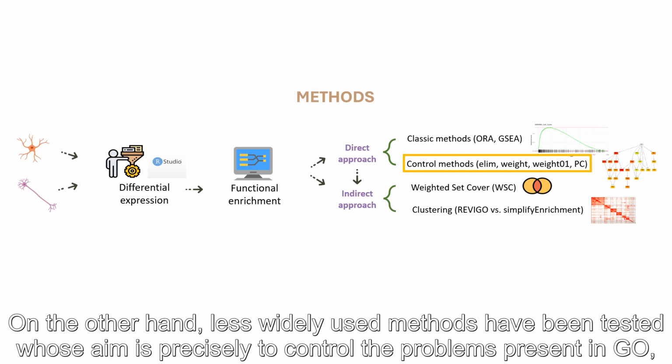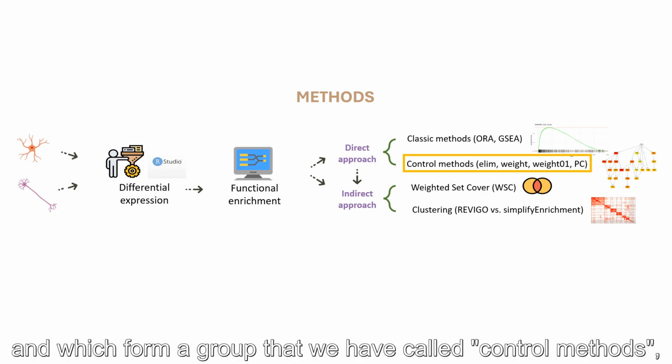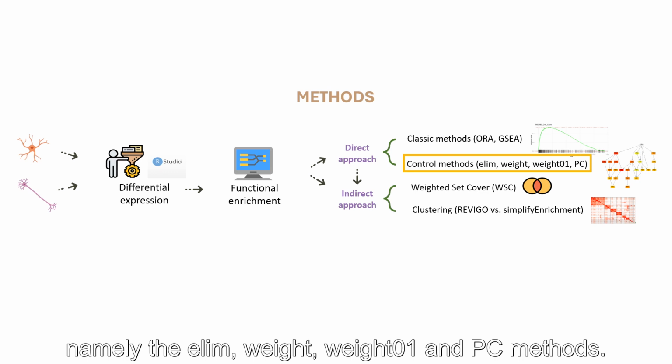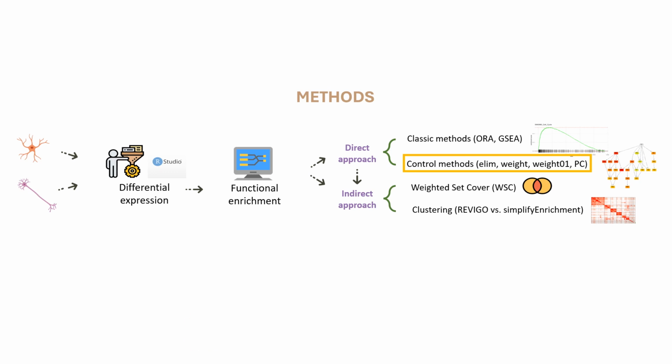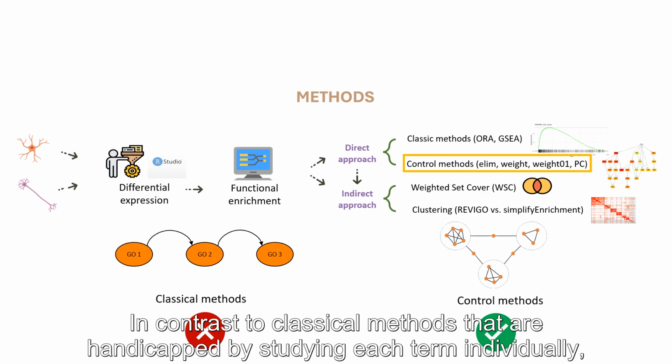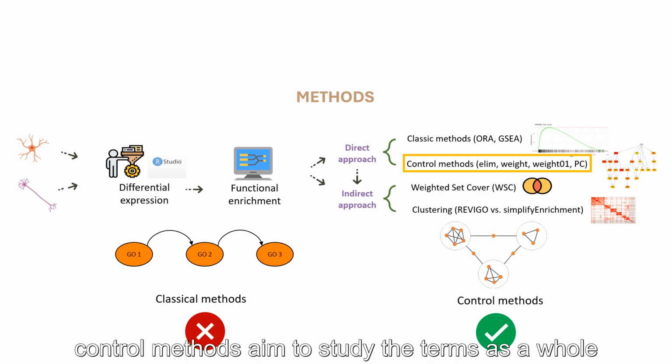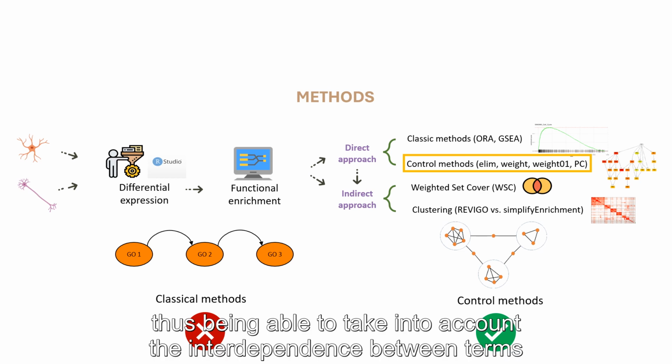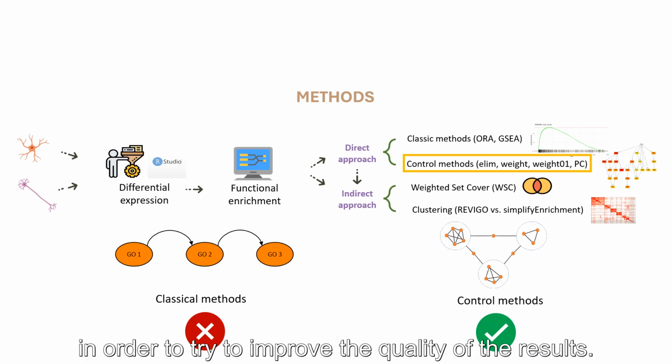On the other hand, less widely used methods have been tested whose aim is precisely to control the problems present in GO, and which form a group that we have called control methods, namely the elim, weight, weight01, and parent-child methods. Although each one works in a different way, the general idea in all of them is the following. In contrast to classical methods that are handicapped by studying each term individually, control methods aim to study the terms as a whole, thus being able to take into account the interdependence between terms, in order to try to improve the quality of the results.